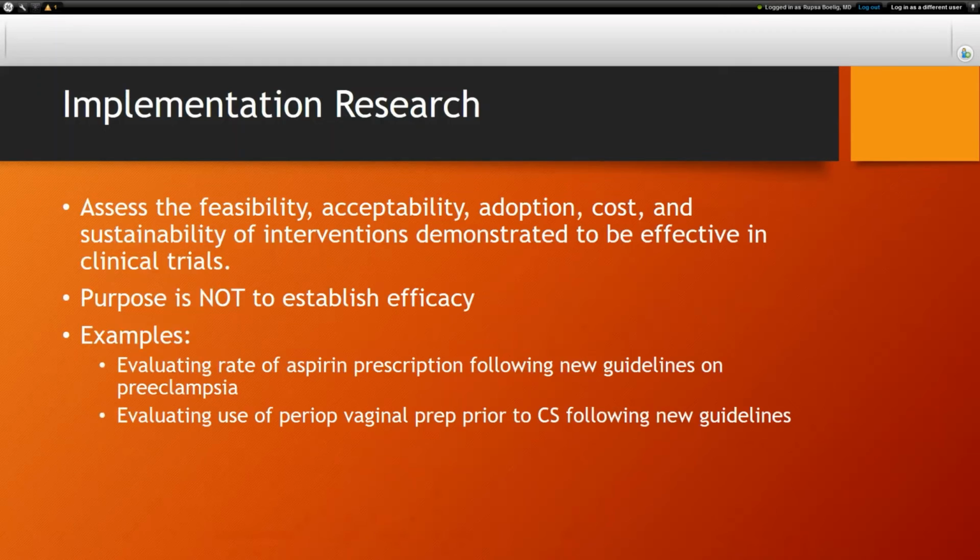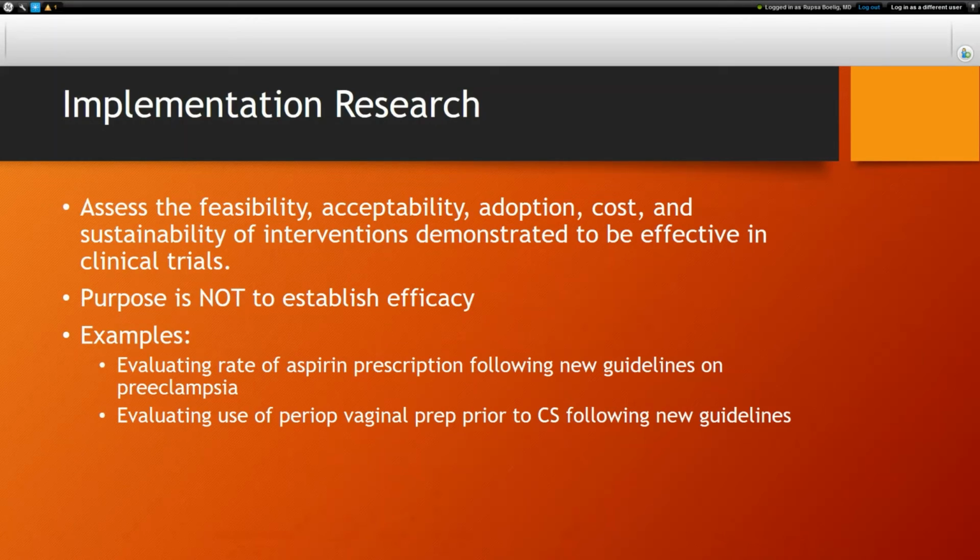Implementation research is another common type of both resident and fellow research project. It's looking at the feasibility, acceptability, adoption, cost, sustainability. So it's pretty broad. Not that it looks at all of those things. It can look at any one of those things of an intervention that's demonstrated to be effective.